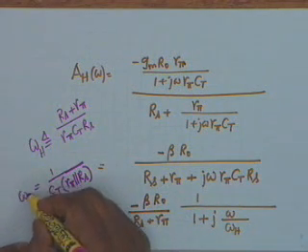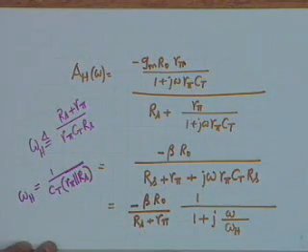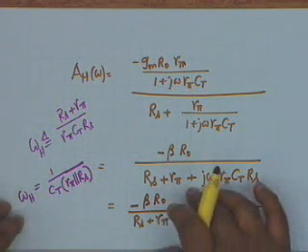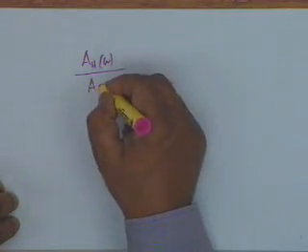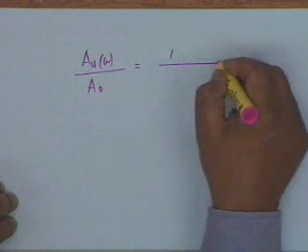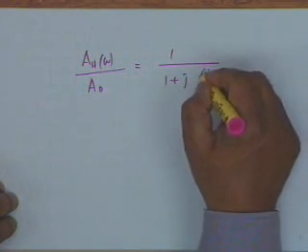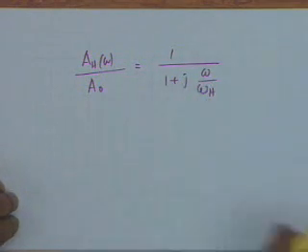This therefore is the high frequency 3 dB point. At omega equal to omega h, the gain becomes 1 by root 2 times the value at midband. That is, my normalized gain now, AH omega divided by A0 becomes simply equal to 1 over 1 plus J omega by omega H.